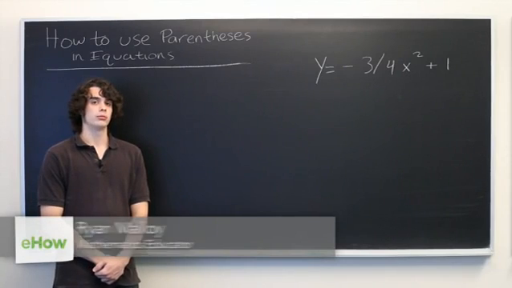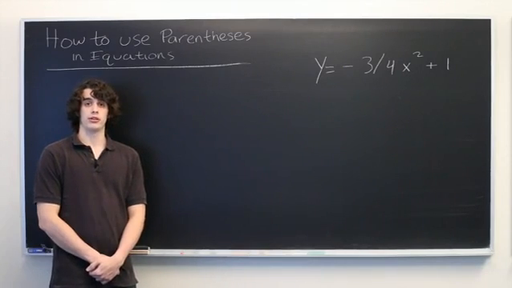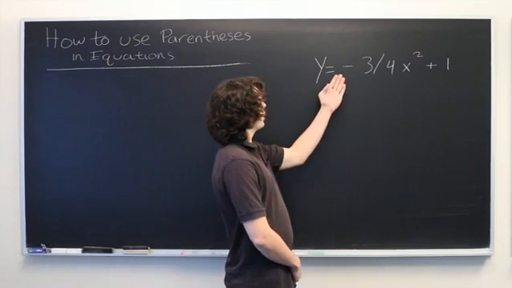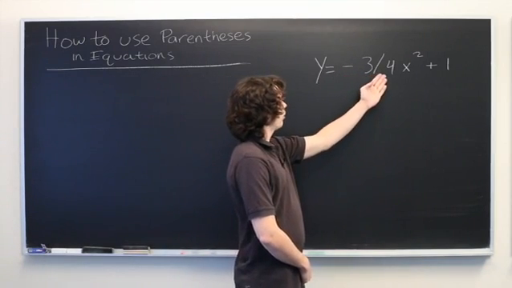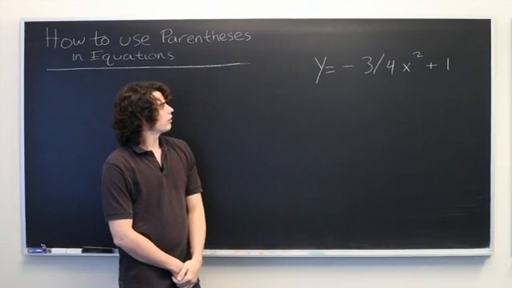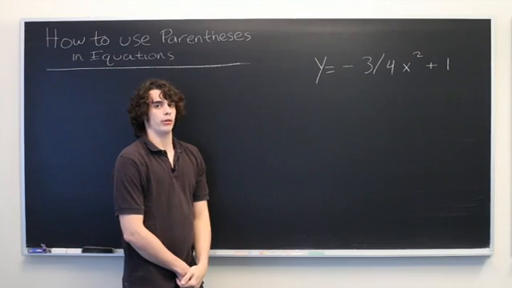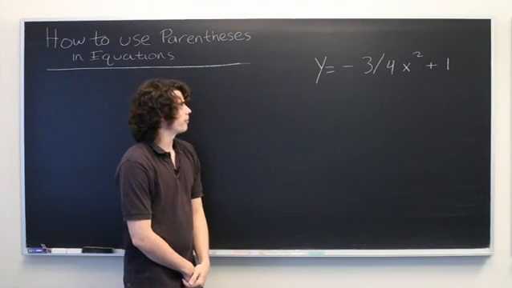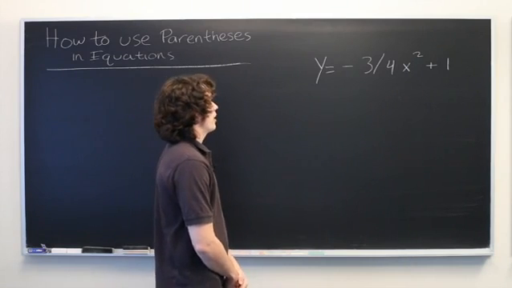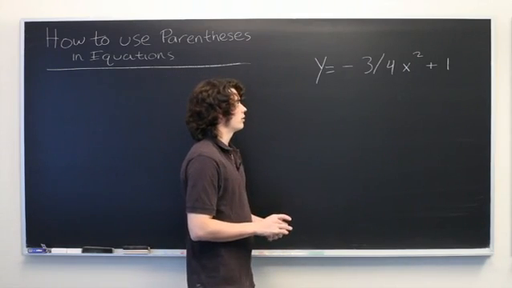In this video, we're going to discuss how to use parentheses in equations. So here we have an equation, y equals negative 3 over 4 x squared plus 1. And at first glance, it might not be immediately apparent what the correct order of operations is. So we want to use parentheses to try to make this somewhat less ambiguous.